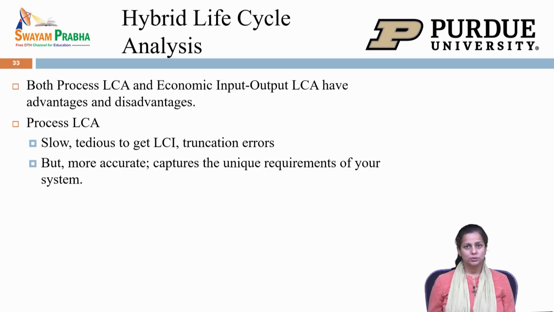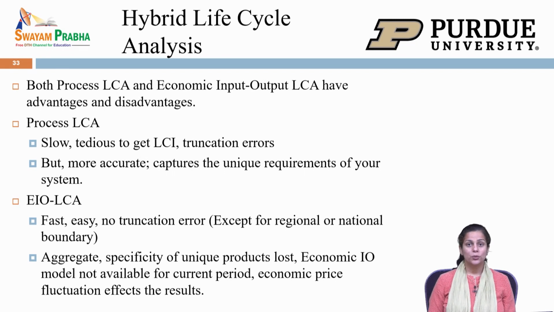When we go to the economic input output model, we know that it is fast because we have the input output model already available. All we need to do is set the final demand for our system and then calculate the total impact using the Leontief model and the emissions and resource coefficient. Of course, there is no truncation error except for regional or national boundary if you are looking at one region, but we do not miss any of the important processes or any of the indirect impact.